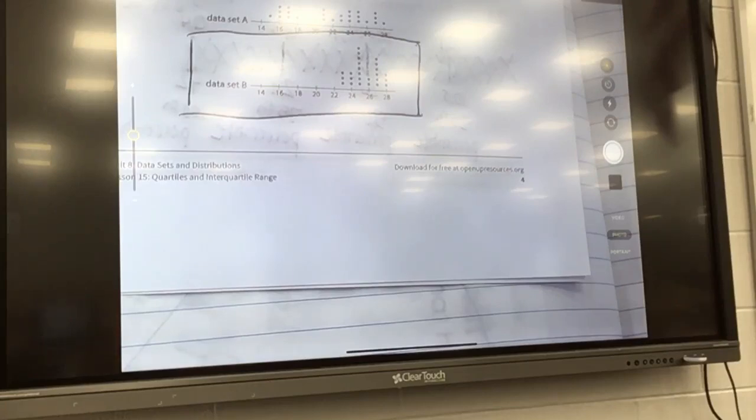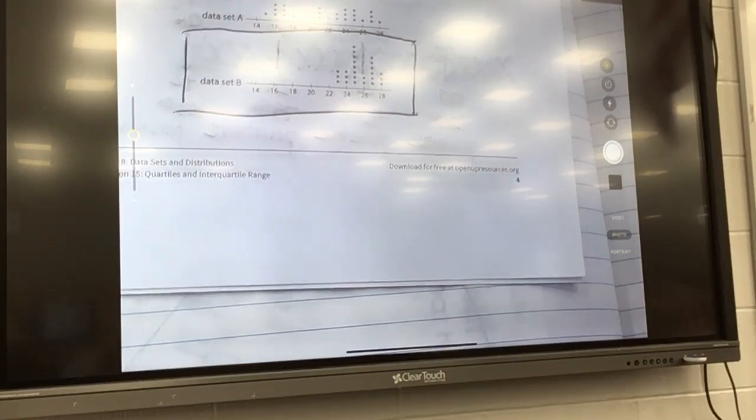Data set B on the front side. So this data set right there. Yep, that's the one you have to find, because that was your answer for both. Quick question, is that what you're doing? What do you have to do first? Read the dot plot. Put them all in order. You have to put them in order from what? Least to greatest.